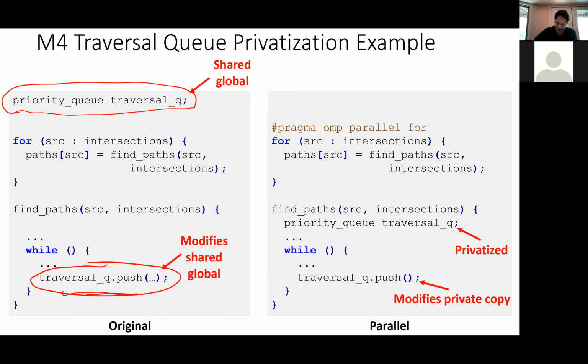The fix is inside of our parallel for. There's this parallel for loop. It calls this function find paths. And the fix is that find paths should have made the priority queue a local variable. If it's a local variable inside this loop or in any of the functions that it calls, then every thread gets its own copy. They cannot conflict. It works much, much better.